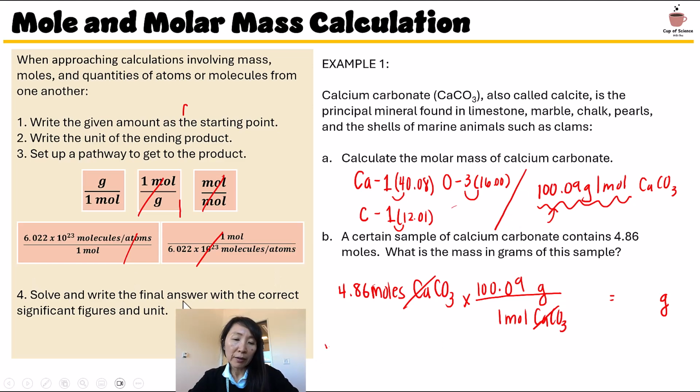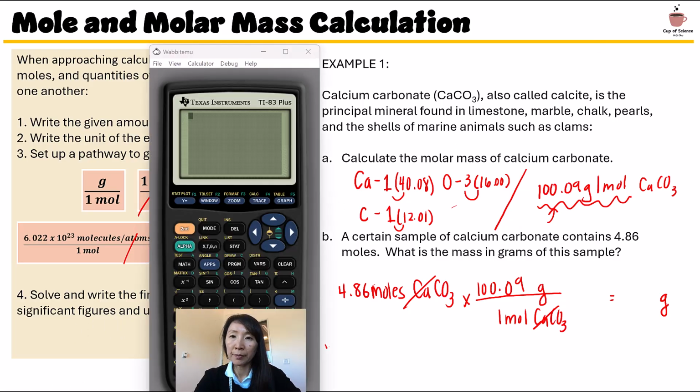Solve and write the final answer with the correct sig figs and unit. So I have 4.86 times 100.09, and then it is divided by 1. And that's 486, and that's all you could write because you need to leave it in 3 sig figs.